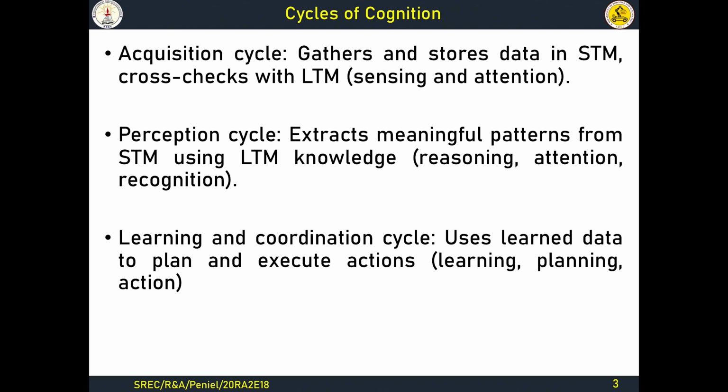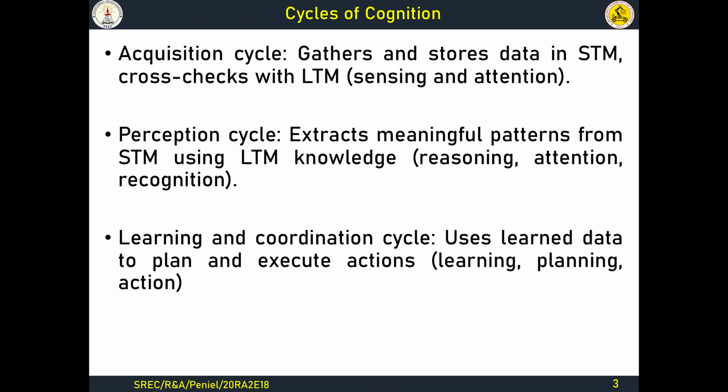Then after that you will go with the perception cycle. First you have sensed everything. After that, the next cycle is called the perception cycle, where you will be using reasoning, attention, recognition. You will be extracting the meaningful information from the short term memory or long term memory. You will have some pre-trained models or algorithms available in the long term or short term memory, and you will use those methods to extract the meaningful information. That is called reasoning. You are reasoning about what components are available inside the environment.